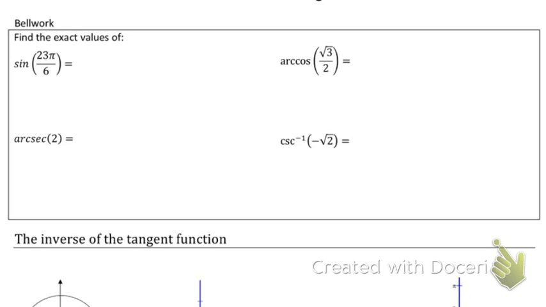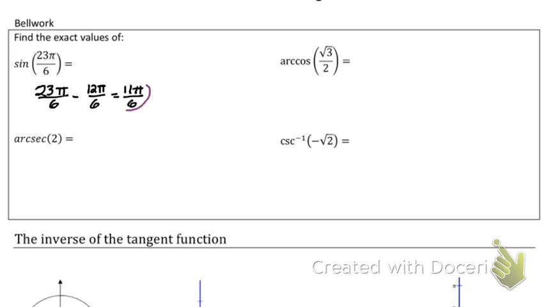We have the sine of 23 pi over 6. We should have recognized that 23 pi over 6 is too big. So we should have said, let's take that 23 pi over 6 and subtract 2 pi away from it. Well, 2 pi doesn't have the same common denominator, so we're going to subtract 12 pi over 6, which will result in 11 pi over 6.